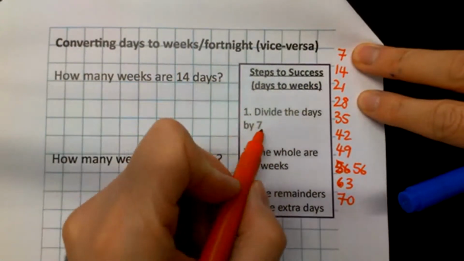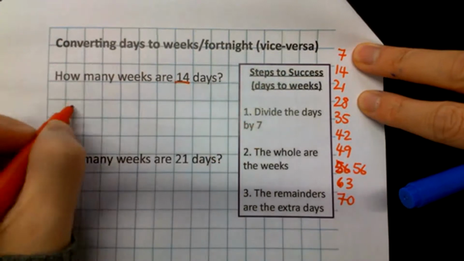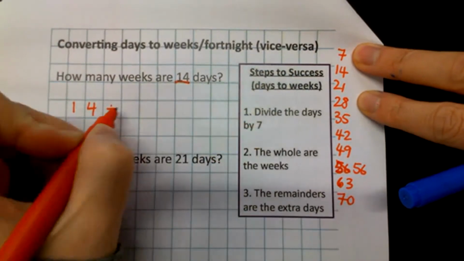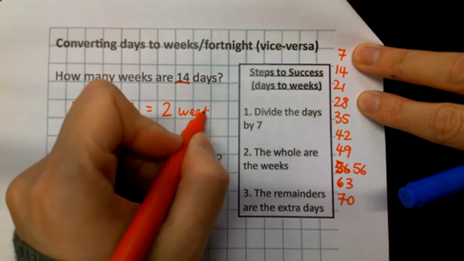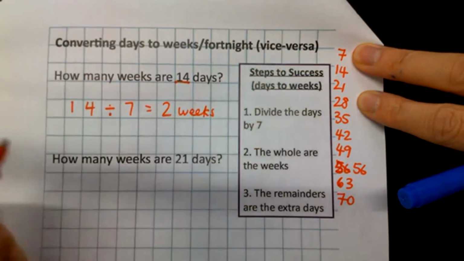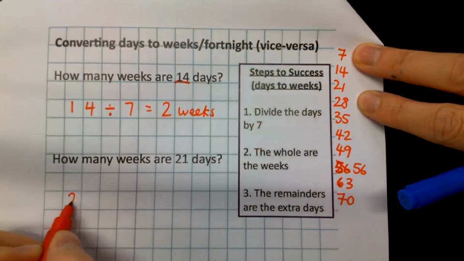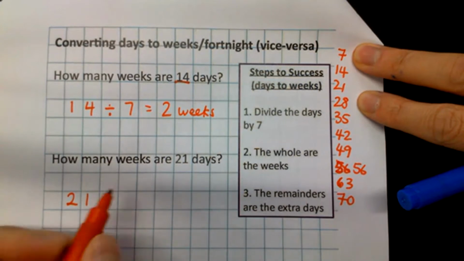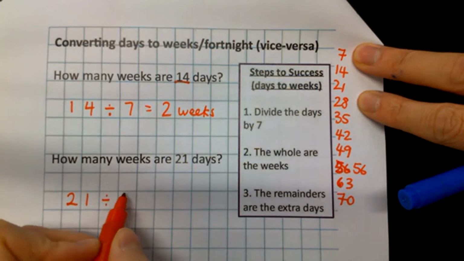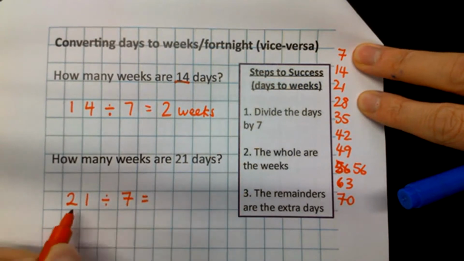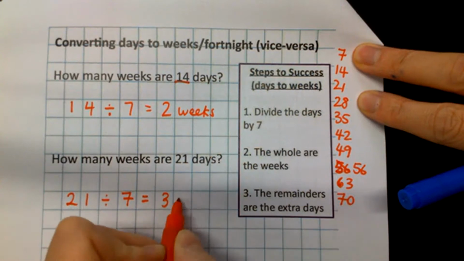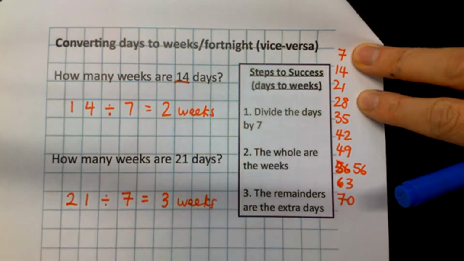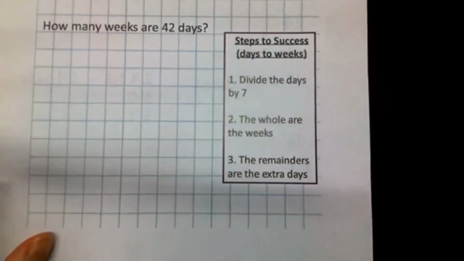Okay, so how many weeks are 14 days? I'm going to divide by 7. 14 divided by 7 equals 2. That was nice and simple. Great. What about 21? What am I dividing it by? Good, 7. 21 divided by 7 equals 3 weeks. Excellent. It's nice and easy.